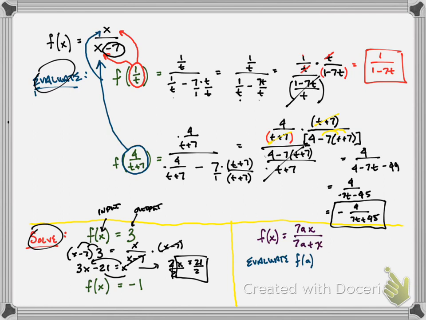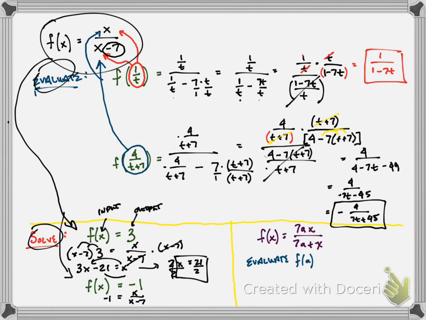Same goes for the second example here. f of x is equal to -1. We'll put -1 in for our output. -1 then is equal to x over the quantity x minus 7. Okay. Of course, I just realized I may not have said clearly that we're using this function for these two examples. I should have said that because we use a different function over here. So my apologies for not saying that clearly.